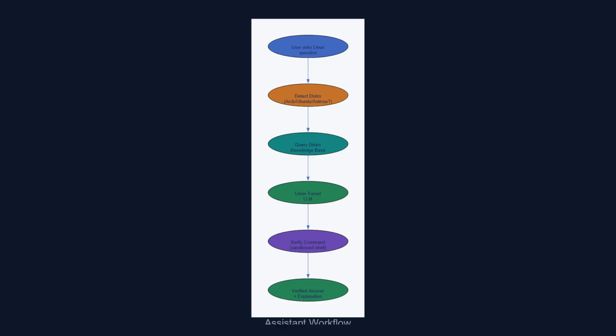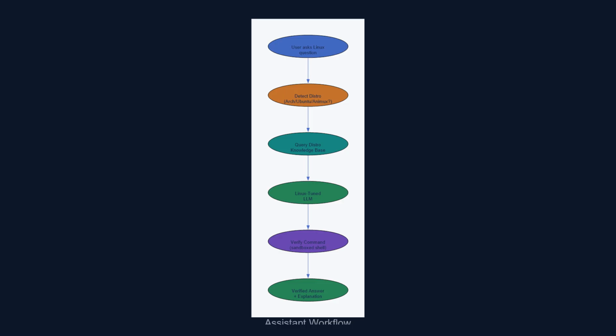The deployment architecture diagram shows what happens between a user asking a question and receiving a verified, actionable answer. The flow starts with the user's question. The first processing step is distribution detection, identifying whether the user is working with Arch, Ubuntu, Animux, or another variant. This matters because the same high-level task can require meaningfully different commands depending on the distribution. Passing the wrong command to the wrong system is worse than passing no command at all.